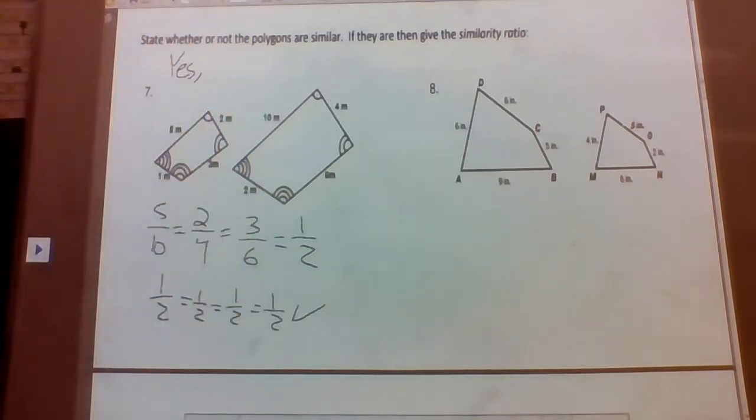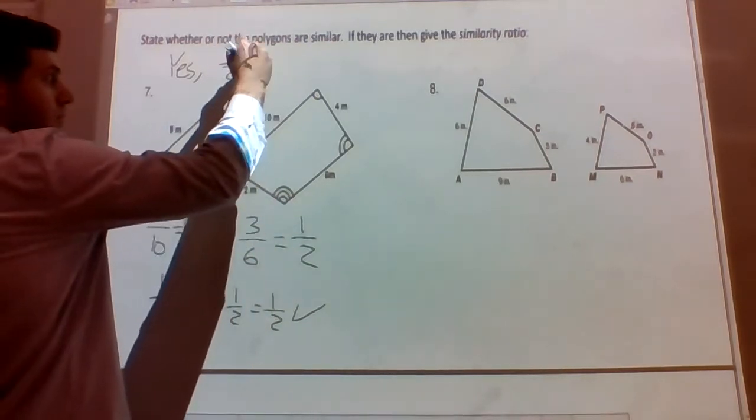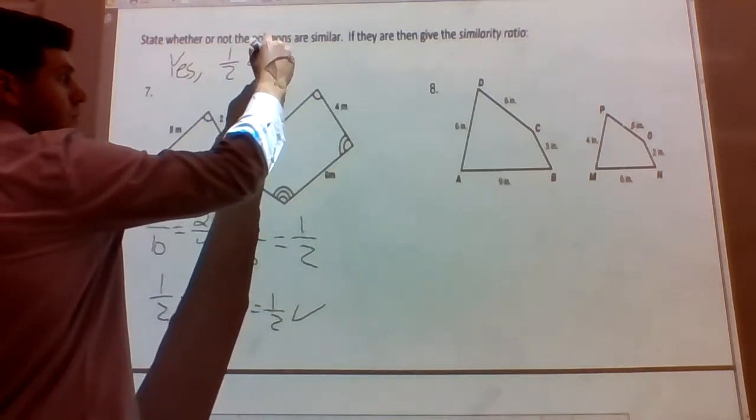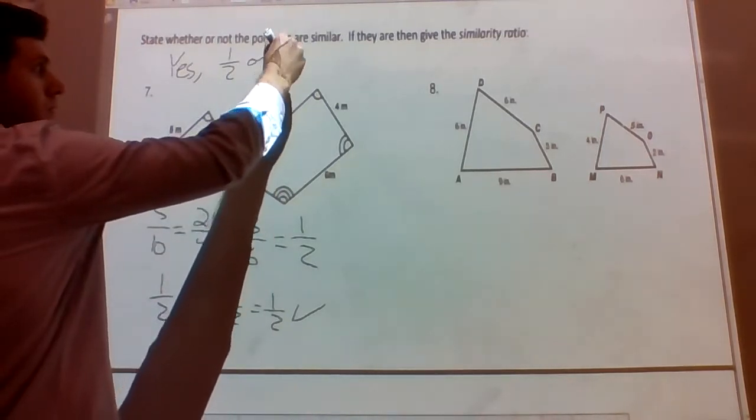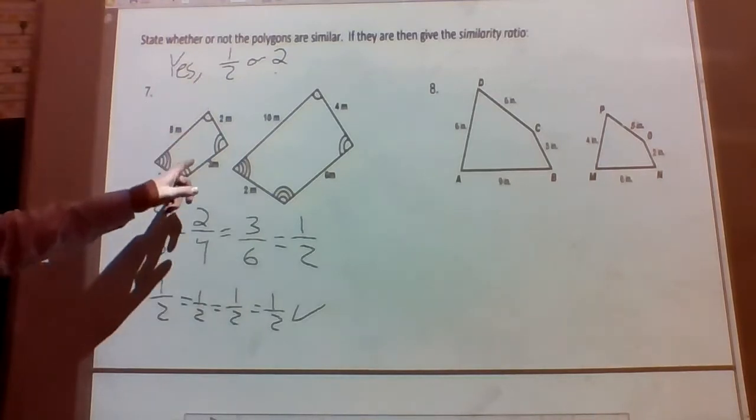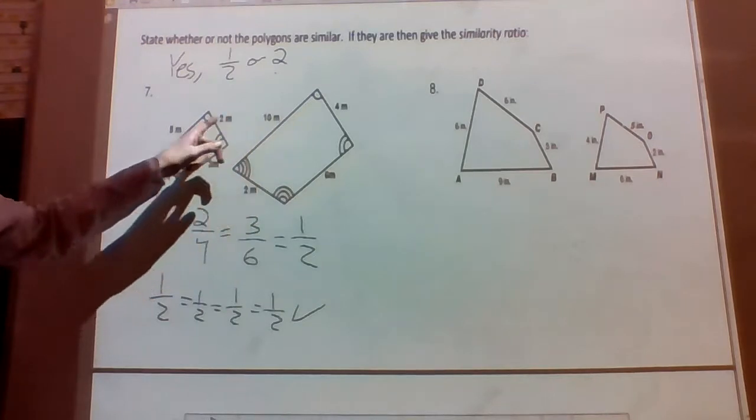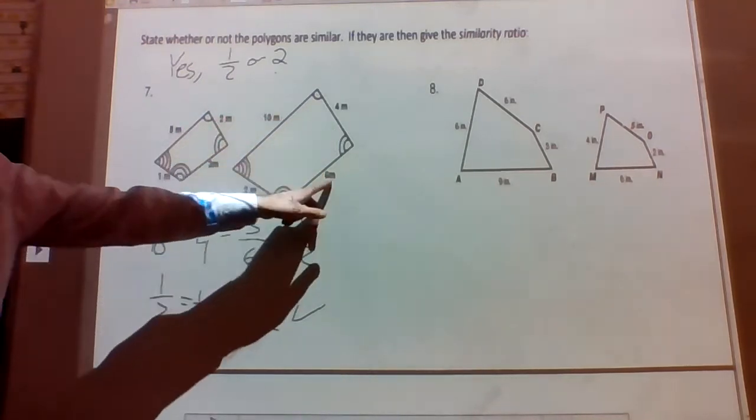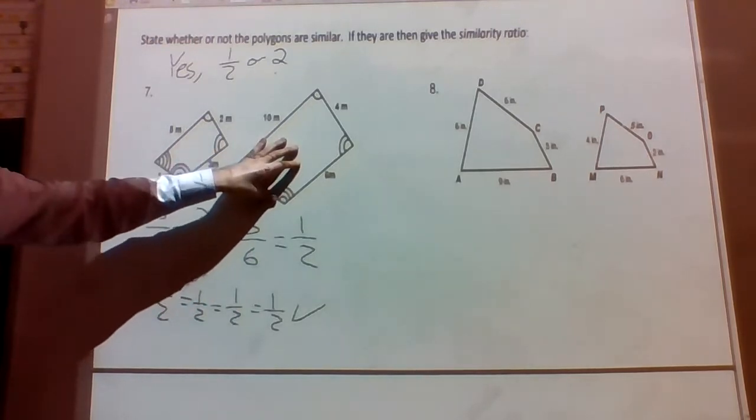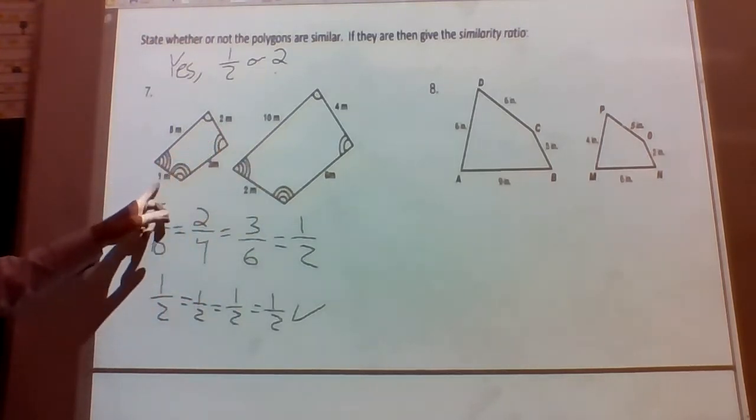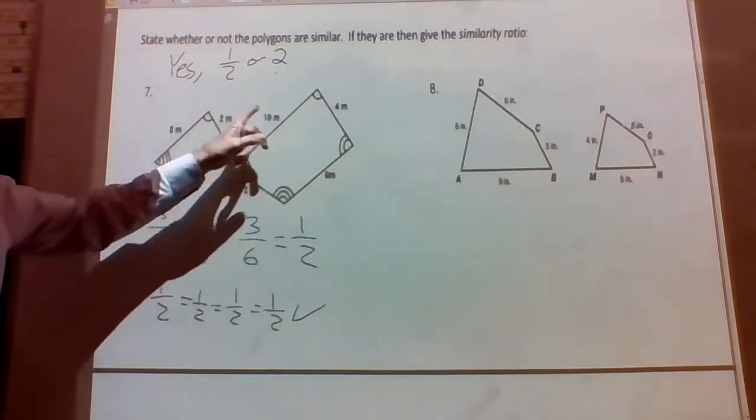Okay, give the similarity ratio. Our similarity ratio is going to be 1/2 or 2 over 1, which is just 2. So this quadrilateral is 1/2 the size of this one. 10 times 1/2 is 5. 4 times 1/2 is 2. 6 times 1/2 is 3. 2 times 1/2 is 1. And this one, the larger one, is twice as large as the small. So 1 times 2, 3 times 2, 2 times 2, 5 times 2.